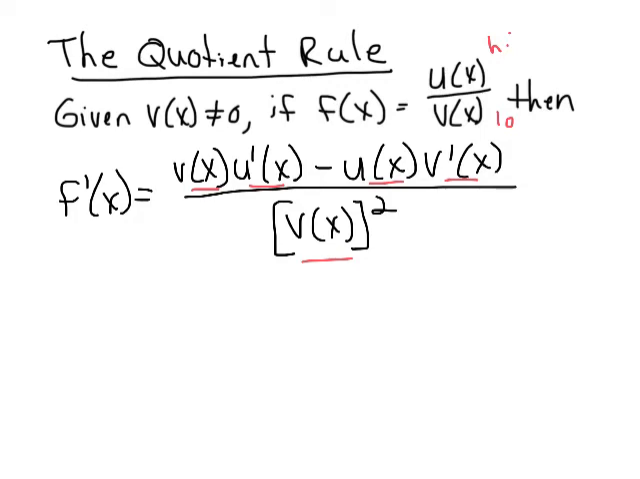Now that only works if you remember that you start low. You can't start mixing it up because then you won't remember it. Other than that, just remember it's the denominator function times the first derivative of the numerator minus the numerator times the first derivative of the denominator, all divided by the denominator squared.